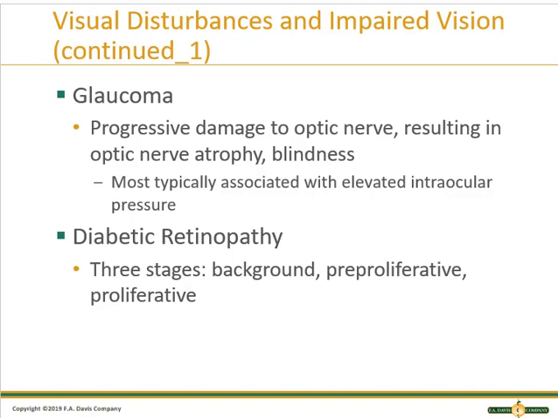Next, let's talk about glaucoma, and we know that's the progressive damage to the optic nerve that results in nerve atrophy and blindness, and it's most typically associated with elevated intraocular pressure. There are two forms of glaucoma: open angle glaucoma and angle closure glaucoma. Open angle is the most common type, and it's characterized as a chronic form that before the patient loses peripheral visual fields, it's typically asymptomatic. These patients have an excellent prognosis if treated appropriately early.